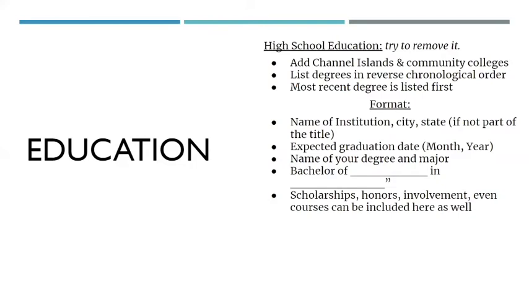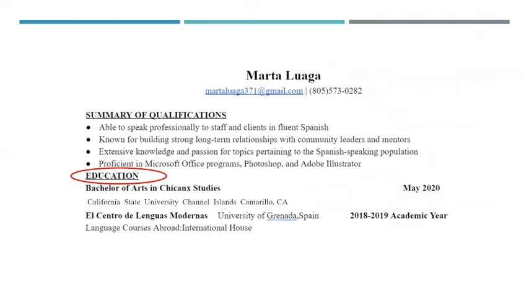And also, you can remove your high school education because it is understood that if you got into college, you have a high school diploma. Here you can see that this student wrote out the full degree. So it says Bachelor of Arts in Chicano Studies, May 2020 is graduation, underneath California State University, Channel Islands, Camarillo, California. Remember not to use abbreviations.